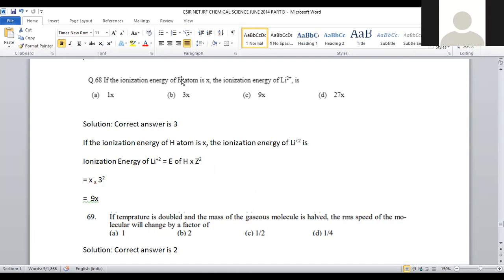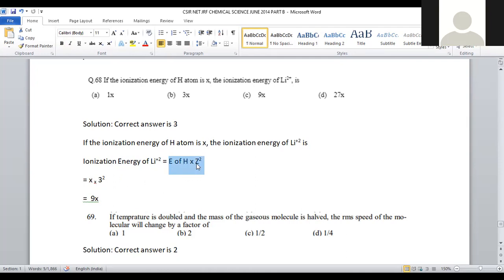Hydrogen is only a one-electron system. Being a one-electron system, in order to remove this electron, the ionization energy will be 13.6 eV. So when we go with Li2+, what will be the magnitude of this ionization enthalpy? Let us go with the formula. If the ionization enthalpy of hydrogen is taken as X, the ionization enthalpy of Li2+ is to be predicted. For that purpose, we have the formula: energy equals the ionization enthalpy of hydrogen into Z squared. This is the formula to predict the ionization enthalpy of the ion. The ionization enthalpy of hydrogen is given as X.